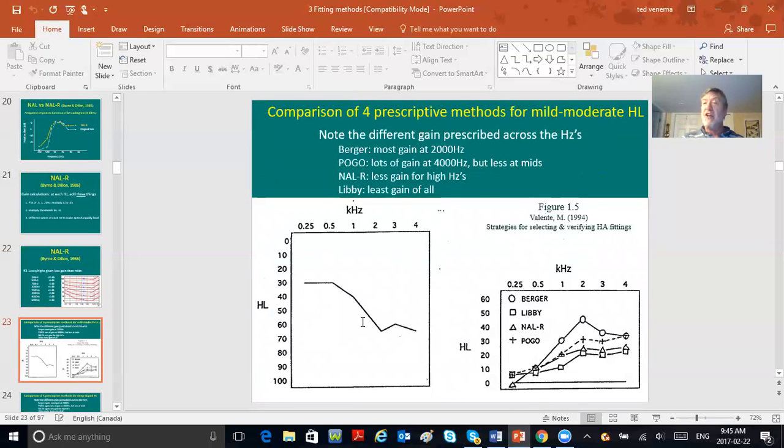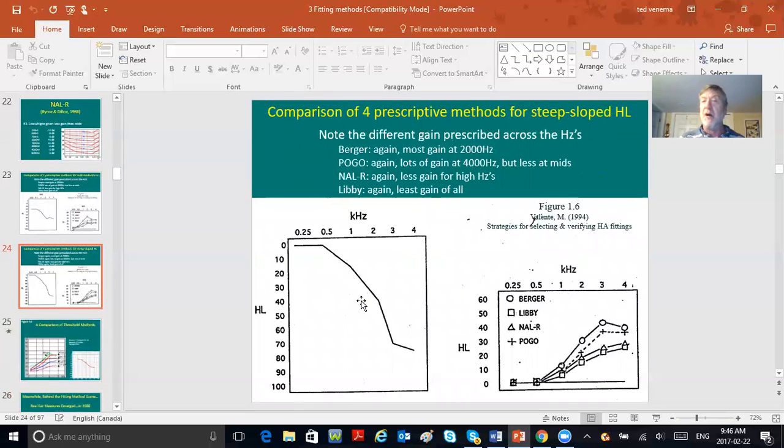And then we finished last week by saying, look at this loss over here. And now look at the four fitting methods we're talking about. And look at the differences in the targets for this one particular hearing loss. Optometry doesn't have that. We do. Okay, why? Because our loss is sensorineural. That's why. If all hearing loss was conductive, we wouldn't have that problem.